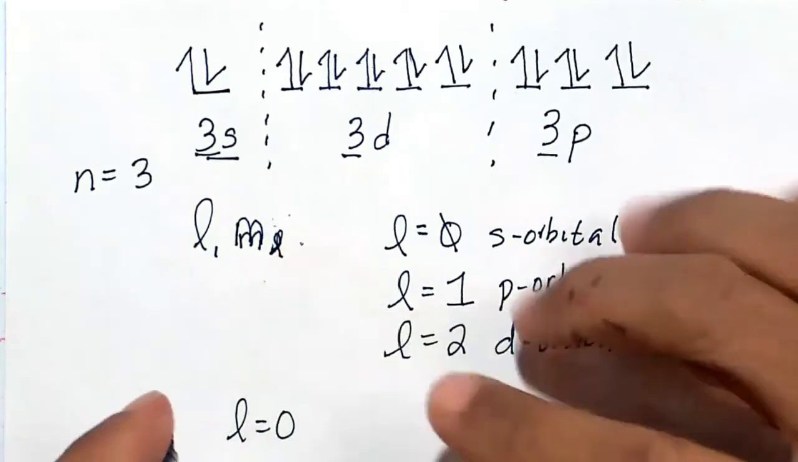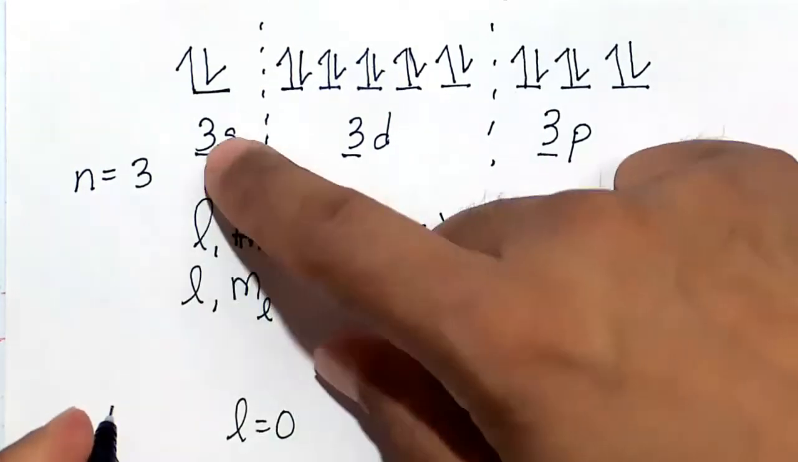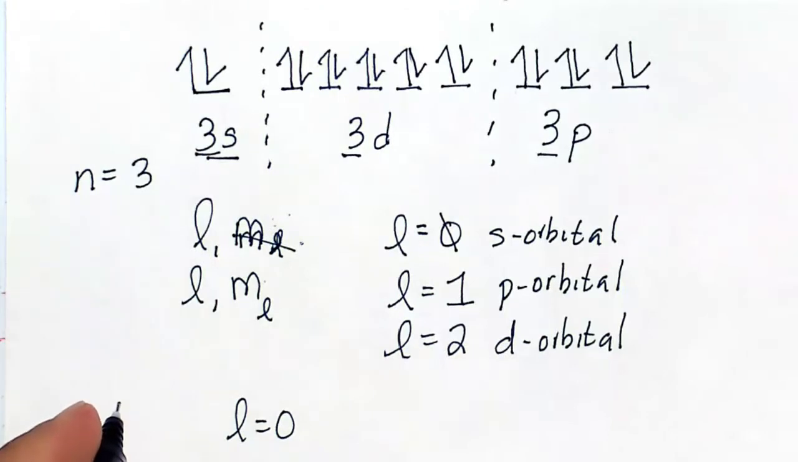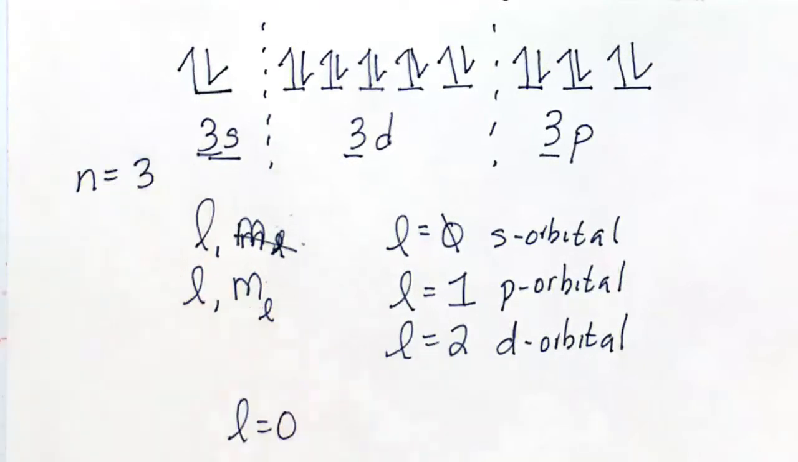The m sub L, that third quantum number, is the place in the orbital, the orientation that the electron will go into. So it's easy for an s orbital because there's only one place. All of these orbitals have a shape, and there's only one shape for the s orbital, and that's a sphere. So for an s orbital, no matter what, your m sub L is going to be 0.